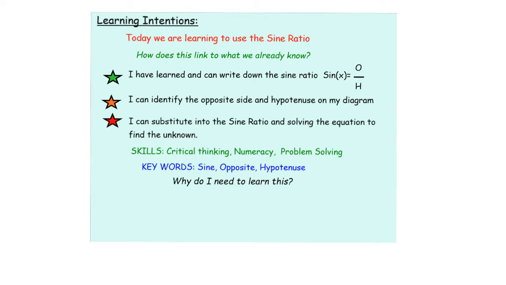Just a wee note, the full word sine has an E on the end, and whenever we write it in the ratio, we shorten it, but we don't say sin, you still say sine. So sine x is opposite over hypotenuse.